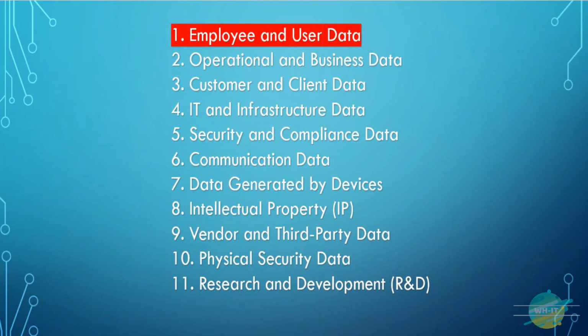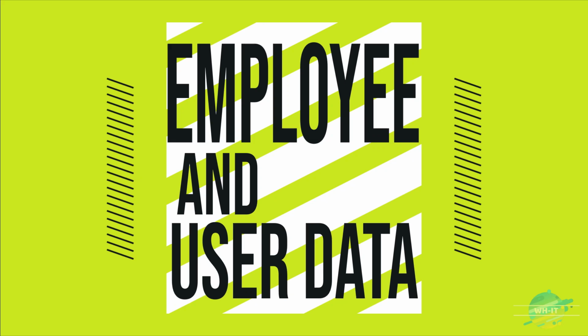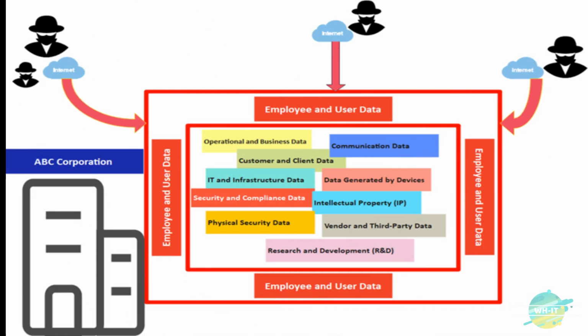There are basically all different kinds of data categories that come under corporate data. Below is the list of all data categories. You can pause the video and make a note of this list if you want. But the data type we're going to focus on is the employee and user data, because this is the data the attacker is basically looking for.